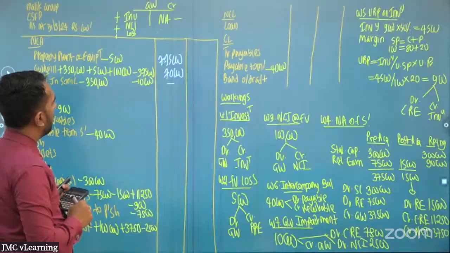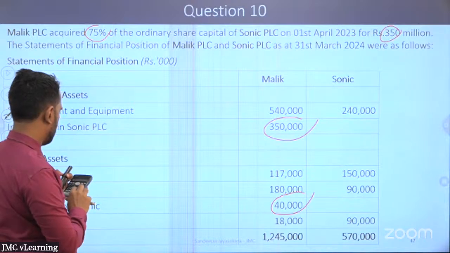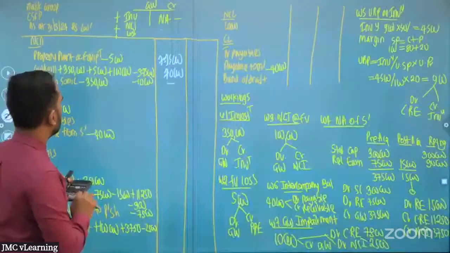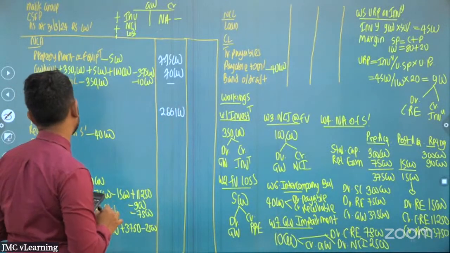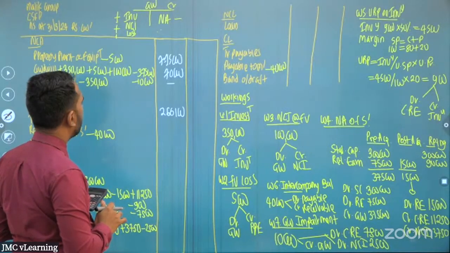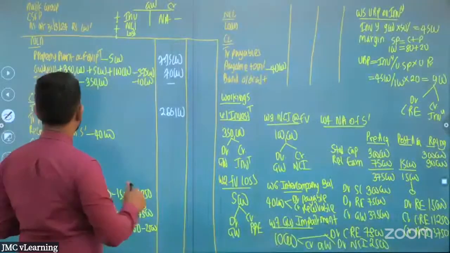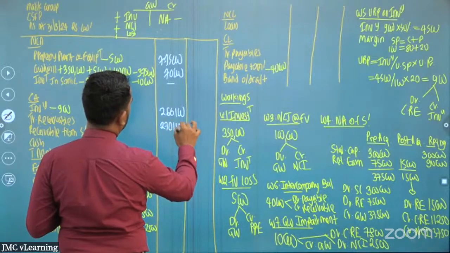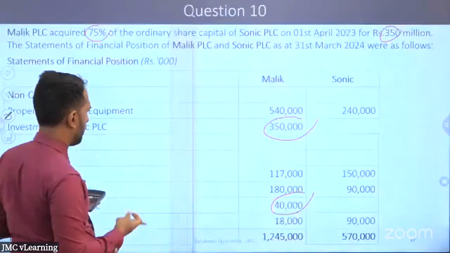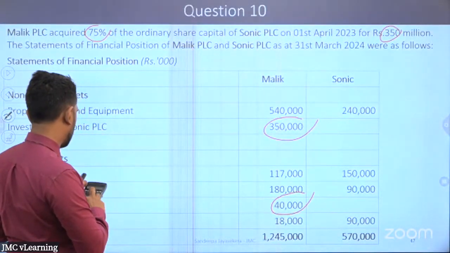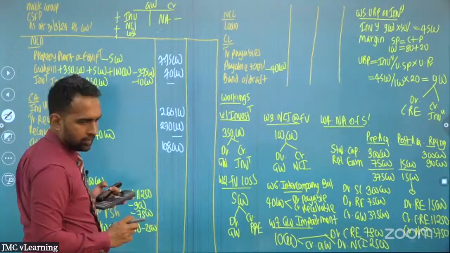Inventory: 117,000 plus 150,000 minus 900, which is 266,100. Trade receivables: 180,000 plus 90,000, which is 270,000. Intercompany receivable will be 0. Cash: 18,000 plus 90,000, which is 108,000.